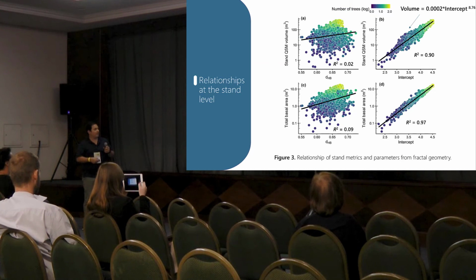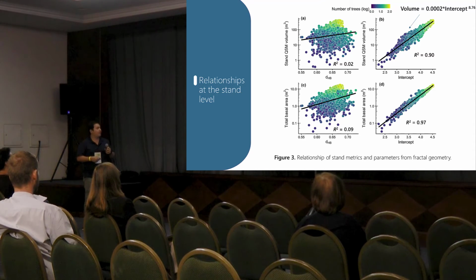What we found again is that the fractal dimension doesn't seem to have a relationship with stand metrics, and this relationship is also not affected by the number of trees, which is represented by this gradient. But if we look at the intercept, it seems that the intercept tends to predict the stand metrics pretty well.